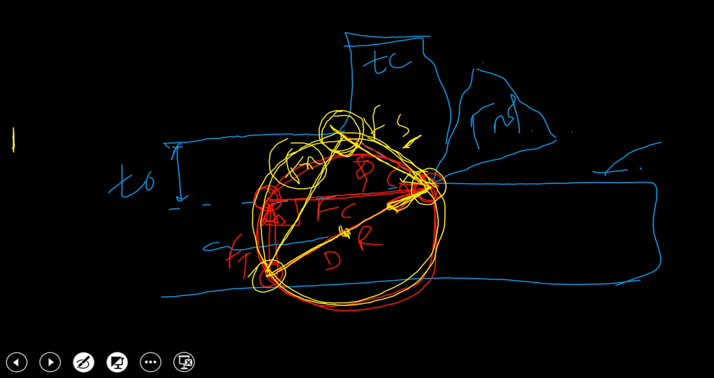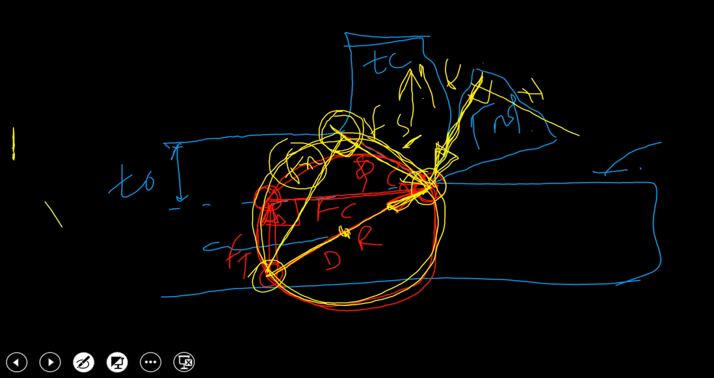That is the second case. Now, third case, the formed chip is going to flow across the cutting tool face in this direction. When it moves across this cutting tool face, there will be some friction between the chip and cutting tool. So chip is moving in this direction, so there will be a frictional force F acting in this direction. If I draw perpendicular to that one, this will be a normal force.